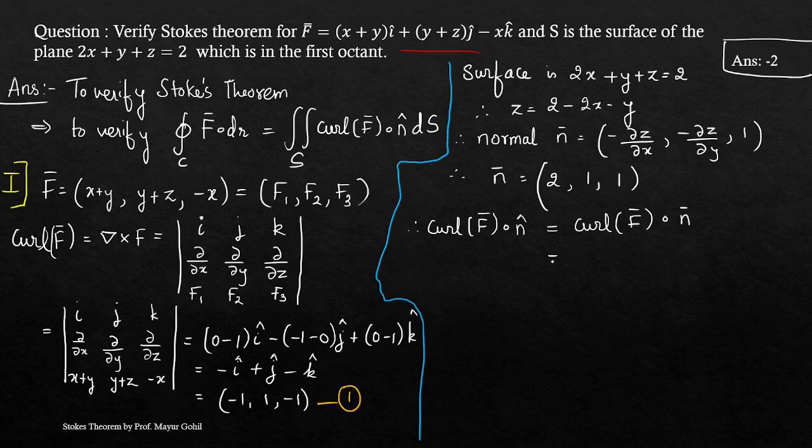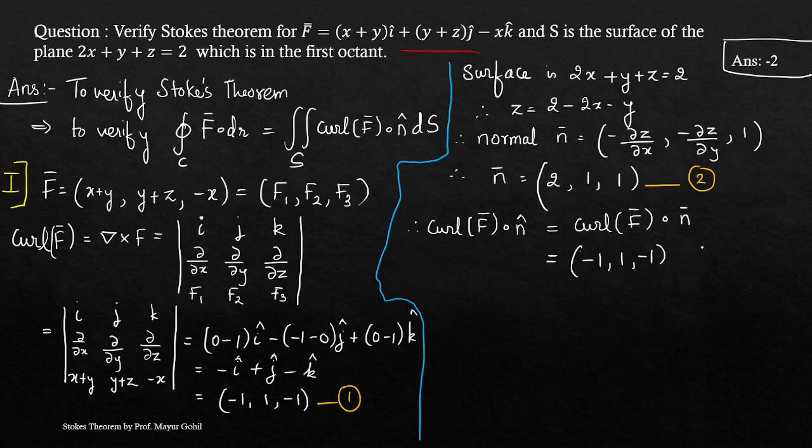So here what we are going to get: the curl was minus 1, 1, minus 1, and here this is the normal that we got. So I label this as 2.